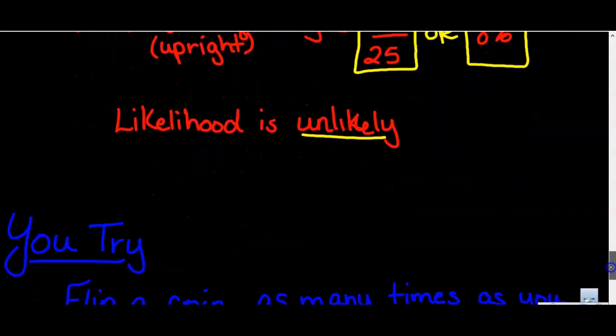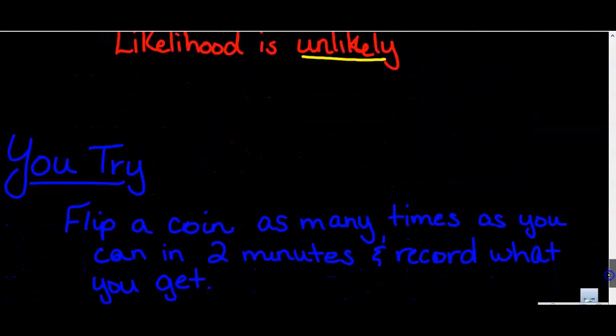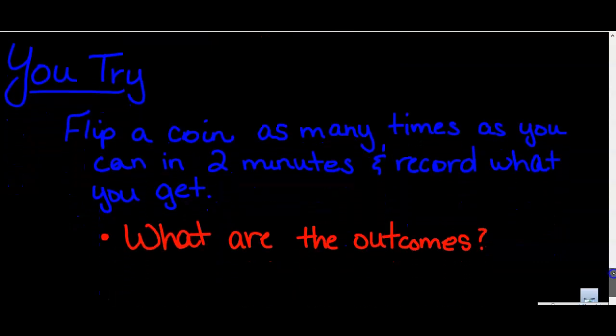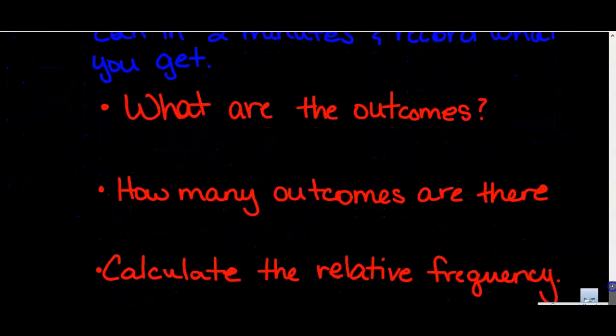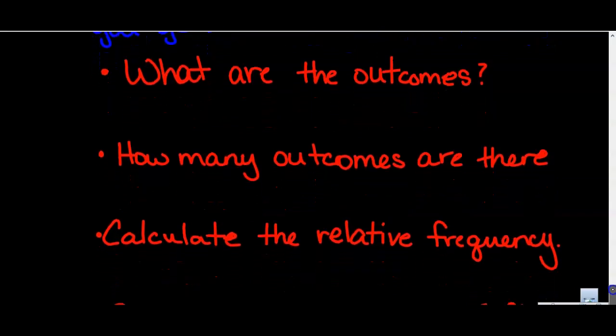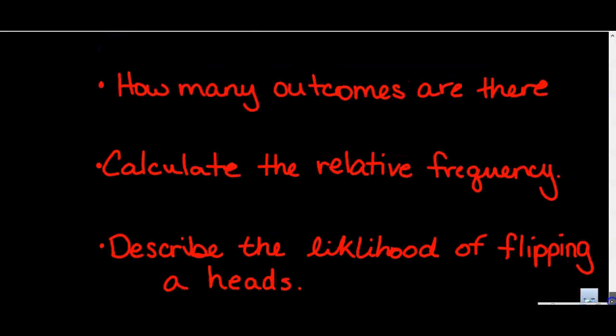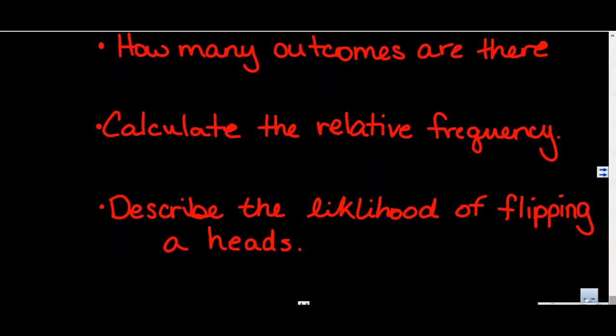Let's let you give it a try. I want you to find a coin, and I want you to flip it as many times as you can for 2 minutes. Pause the video, record what you get, then respond to the following. What are the possible outcomes? How many possible outcomes are there? Can you calculate your own relative frequency of this experiment? And finally, how would you describe the likelihood that you would flip a heads?